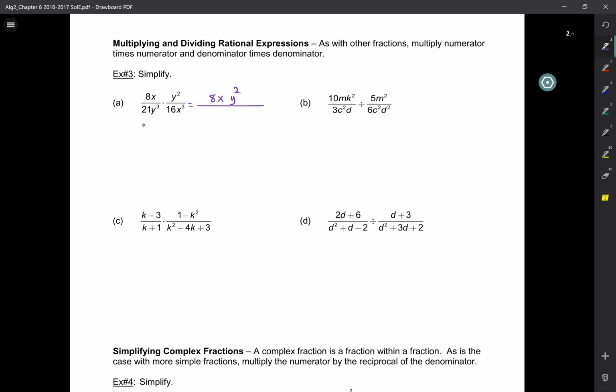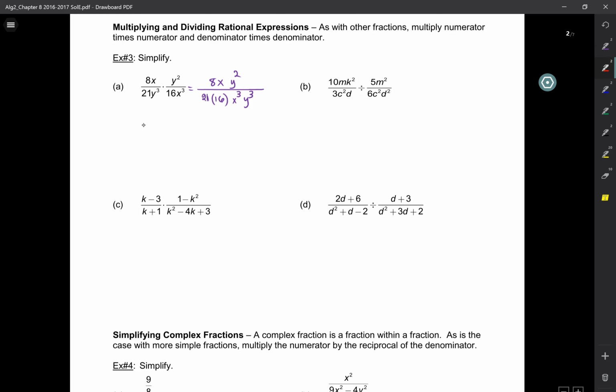And on the bottom, I like to write my coefficients in the beginning. So I have a 21 times a 16. So I'm just collecting them out front. And I have an x cubed and a y cubed. You could do y cubed, x cubed too. I just like to do it all in the same order. Okay, now, between the 8 and the numbers in the bottom, right? 8 and 16 can be simplified. I can divide by 8. I can divide by 8. So I get 1 and 2.